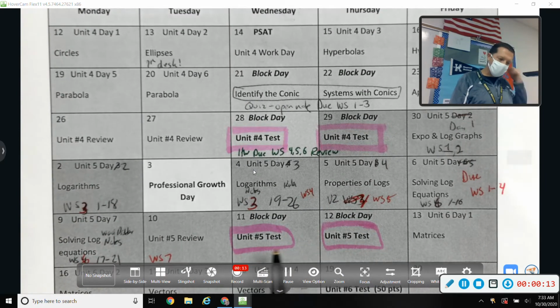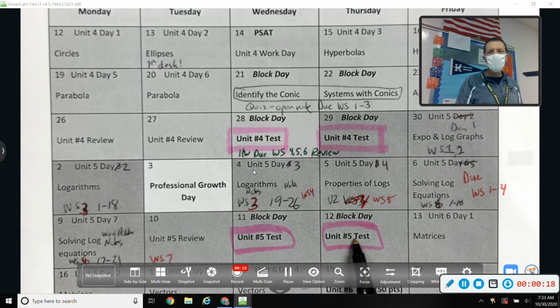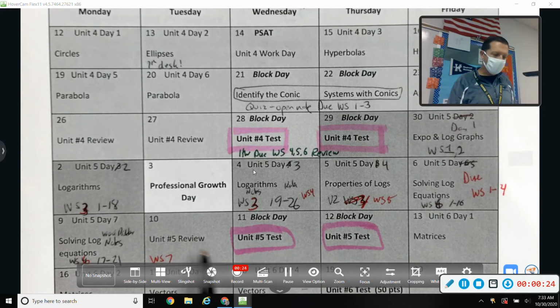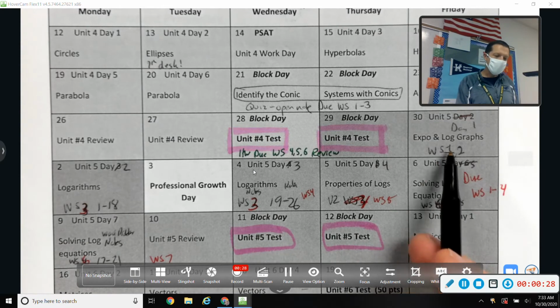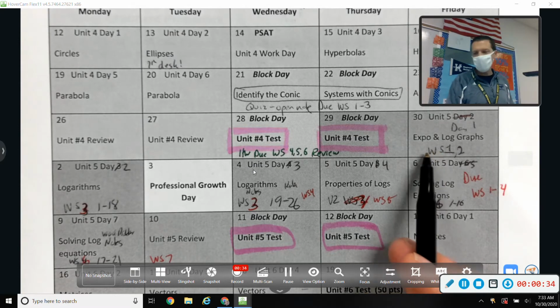Next test is November 12th. For you guys online at home, I've posted the worksheet packet. It's a whole bunch of pages, but it's everything you need for the entire unit. I labeled them by worksheet, but they're also labeled by date. So if you want to print them out all at once, go for it, but it's quite a few pages.